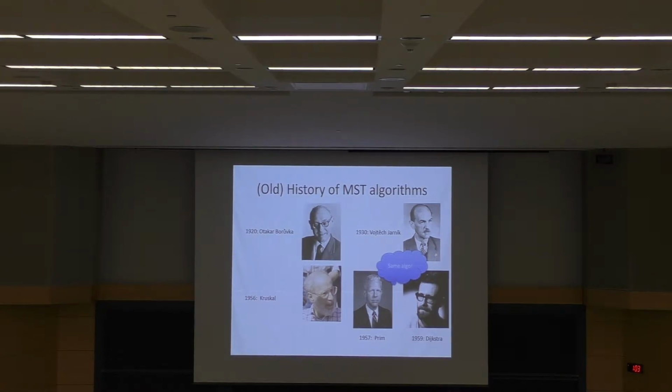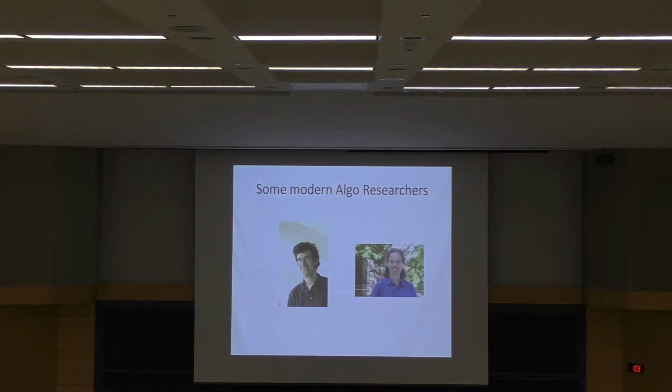One of the things you might notice about this picture is that they're all old white dudes. There are many reasons for it, but the demographics of researchers in theoretical computer science is much more varied, thankfully.